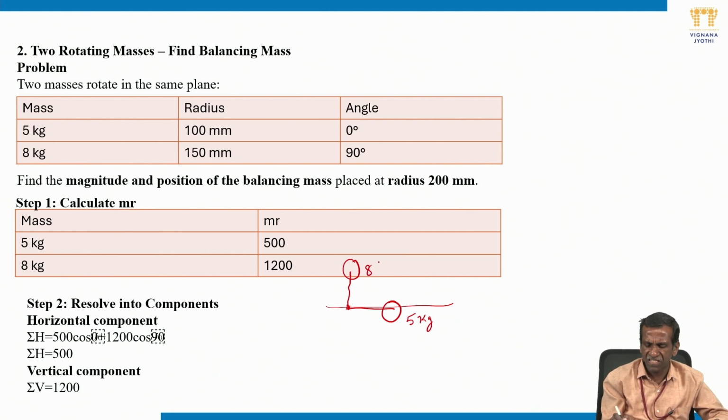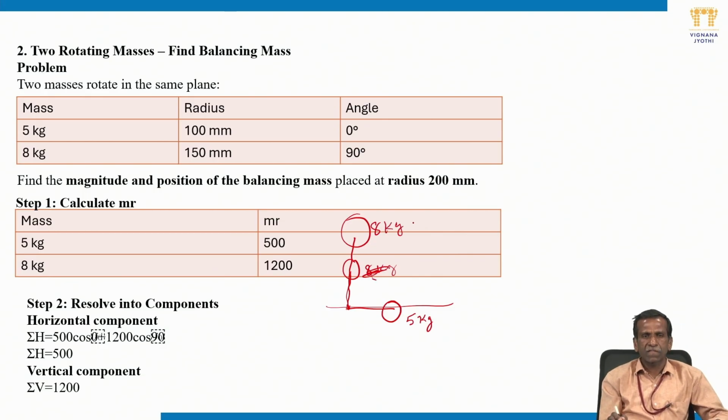Here another mass is 8 kg. The radius of rotation, sorry, is 150 mm. This is 150, this is 100, right? So as usual, we have to verify m1 r1. If you say 5 into 100 plus 8 into 150, that is the algebraic sum of m1 r1 plus m2 r2. Both are known.